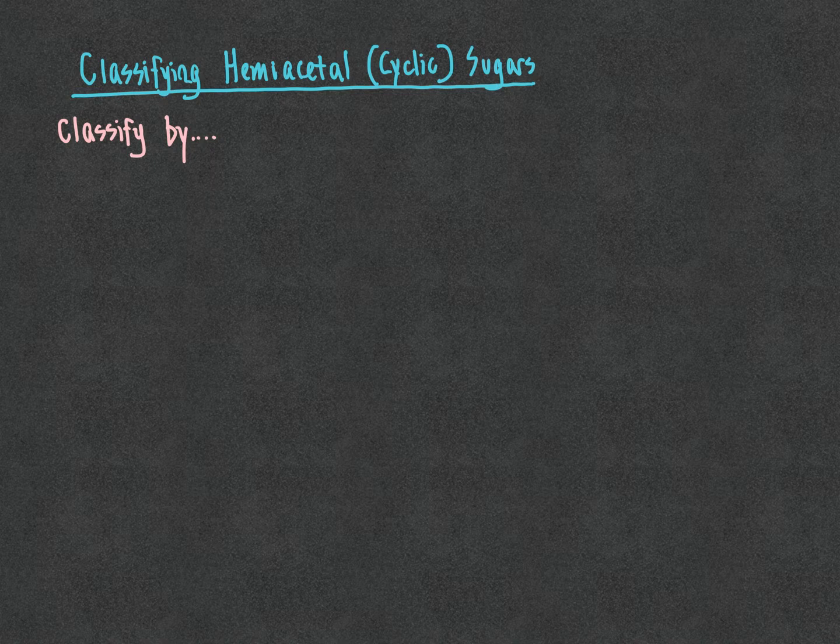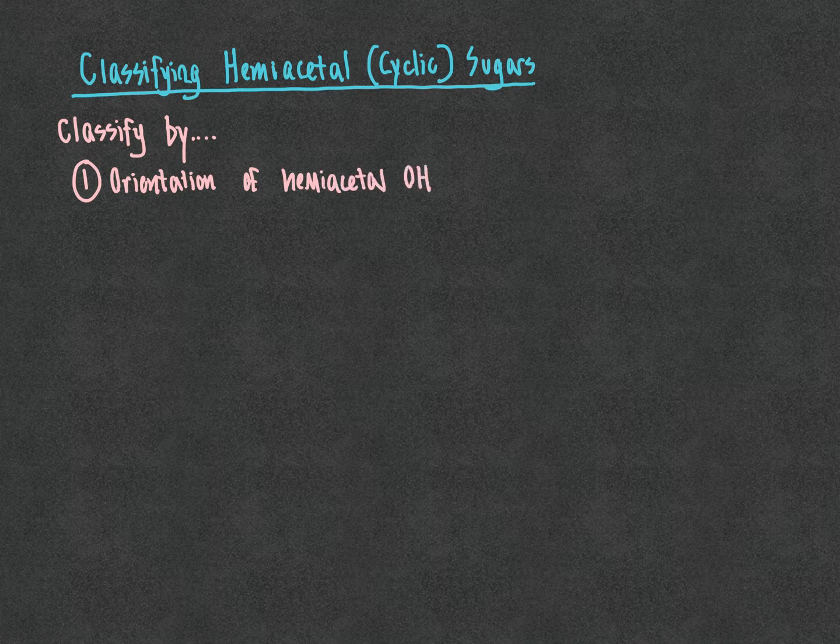We're going to learn a few different ways to classify hemiacetal sugars. One of those ways is by the orientation of the hemiacetyl hydroxy group. This is largely a review of the last video. So classify them by orientation of the hemiacetyl hydroxy group, where if the hemiacetyl hydroxy group is oriented downward, we describe it as an alpha sugar.